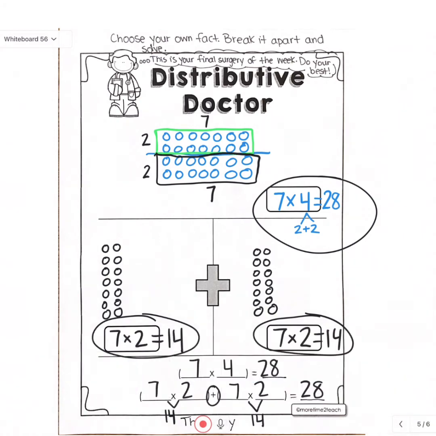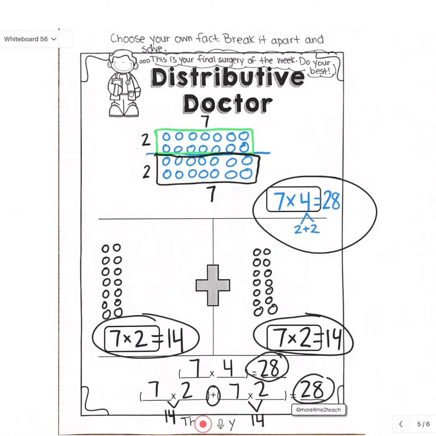So you can see our answer, or our product, did not change when we broke the array apart using the distributive property. So you're going to choose your fact and then break it apart however you want. Show your two smaller arrays and then show your work at the bottom of the page. You can use my example to help you out.